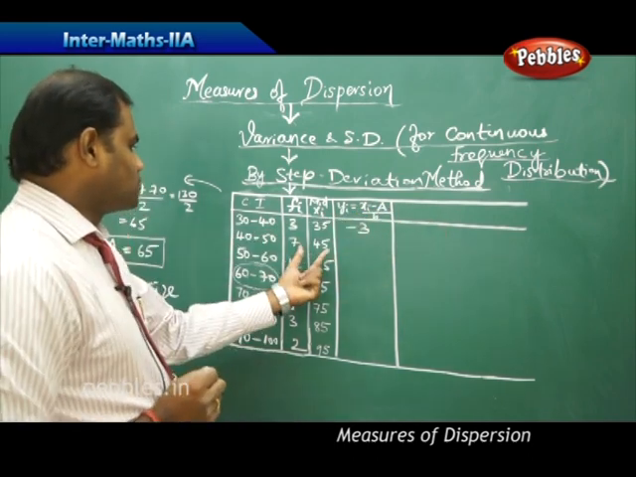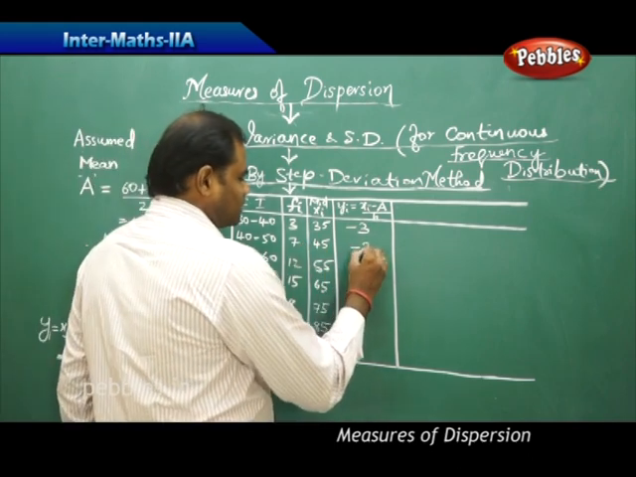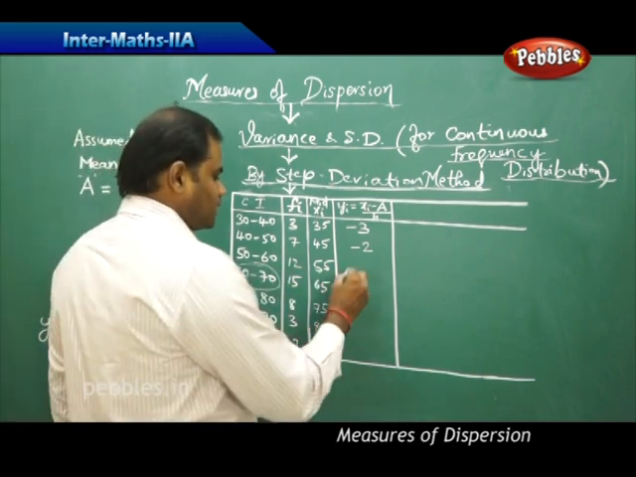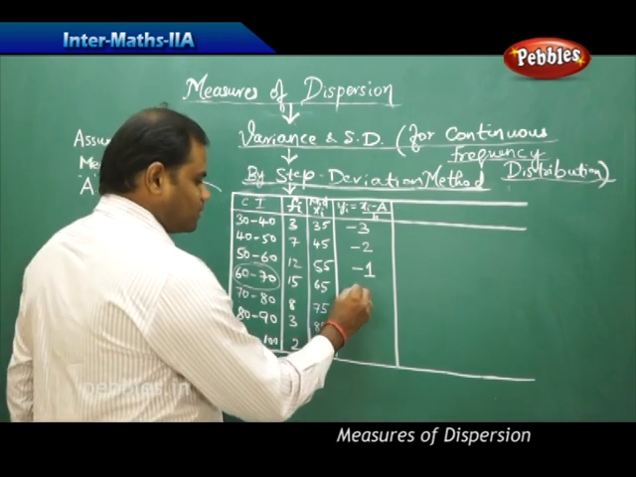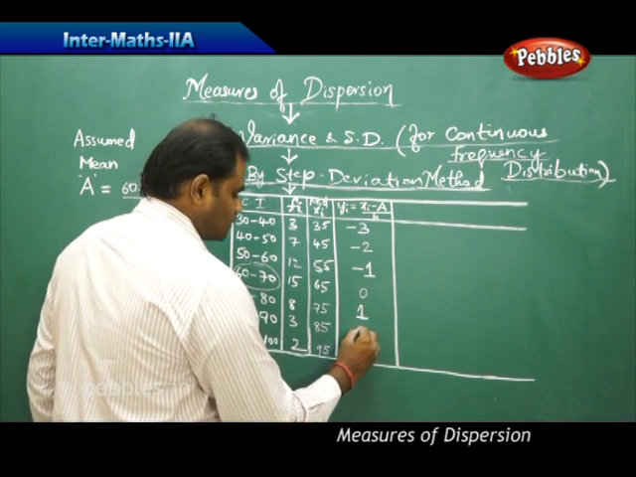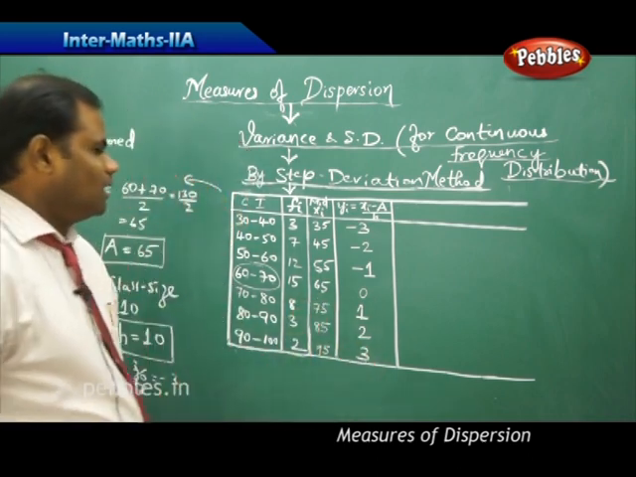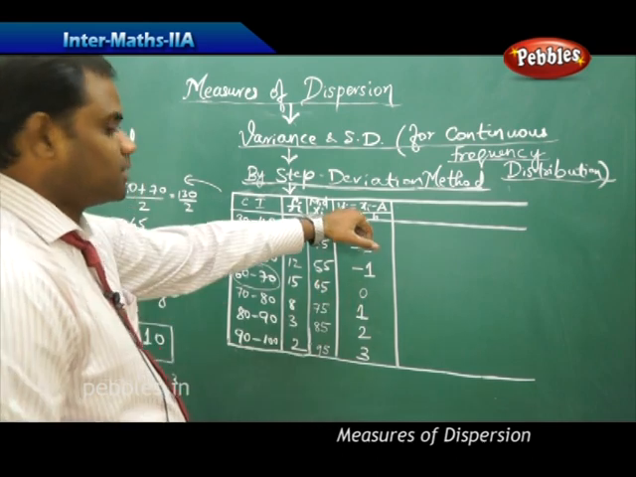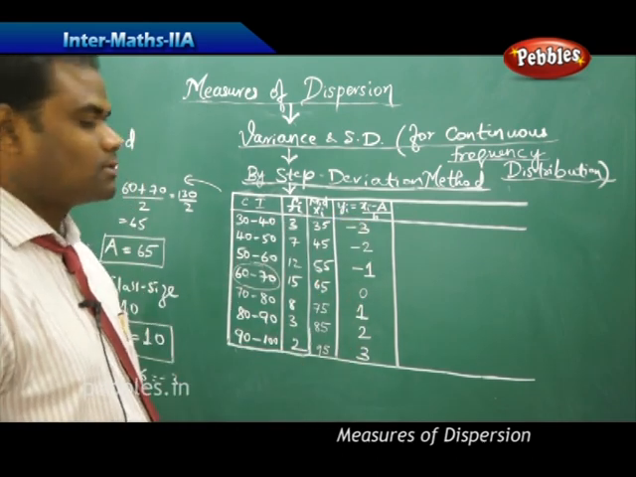Similarly, if I want to find y2, then 45 minus 65 is minus 20 by 10, which is minus 2. Then 55 minus 65 is minus 10 by 10, which is minus 1, and this gives me 0, and this gives me 1, and this gives me 2, and this gives me 3. So each of the deviations I get by substituting in the formula, and I get each of y1, y2, y3 till y7.